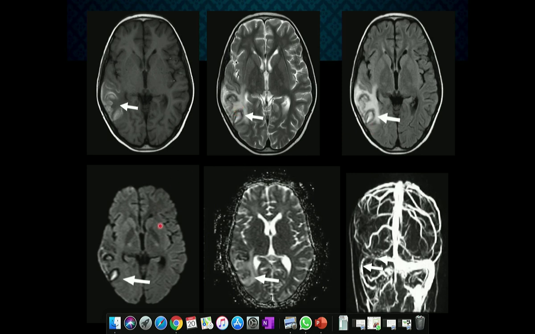On the diffusion image, you can see there are areas of restriction, with the same finding in the ADC. And in this MR venography, we can see that the right transverse sinus is thrombosed, and the sigmoid sinus is partially thrombosed. So this patient, who was also a female, had a thrombosis of the transverse and sigmoid sinus, and eventually she had a stroke and hemorrhage as a complication of the chemotherapy.